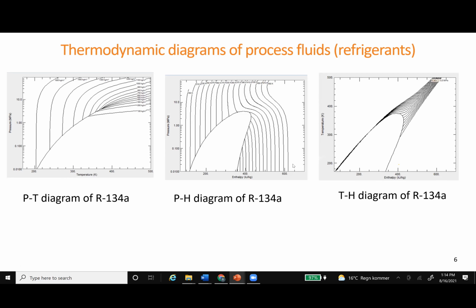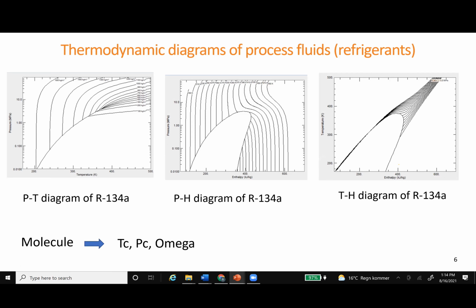Another one, and different combinations are possible, is TH, so the y-axis is temperature and the h-axis is enthalpy. The constant pressure lines are not that easy to follow. So the most useful one is the pH diagram.